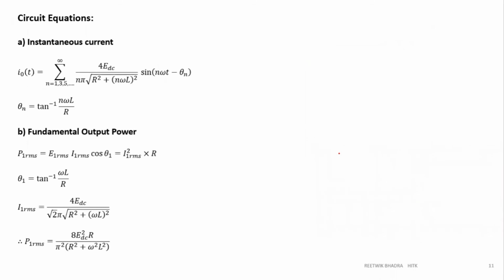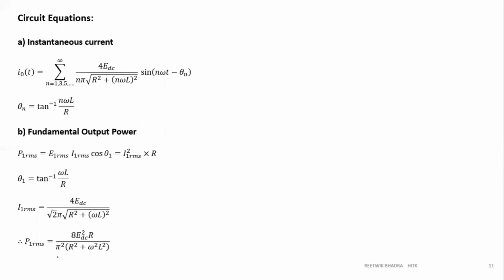Now over here we generally find out the instantaneous current. If you recall your previous formulas, we had found 4 EDC by N pi. So substituted over here, 4 EDC by N pi divided by the impedance, and the current will be lagging because it is an inductive load, so sin(n omega t minus theta n). And you can calculate your fundamental power. I1 RMS you can calculate by substituting over here. This is my maximum value, so divided by √2, you will get your RMS value. Since we are finding the fundamental power, all the n terms over here will be replaced by 1. That is what is done over here, and P1 RMS is calculated.